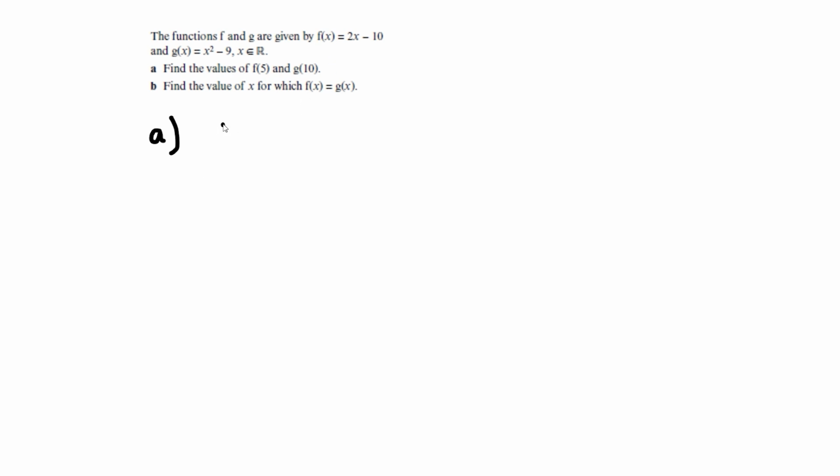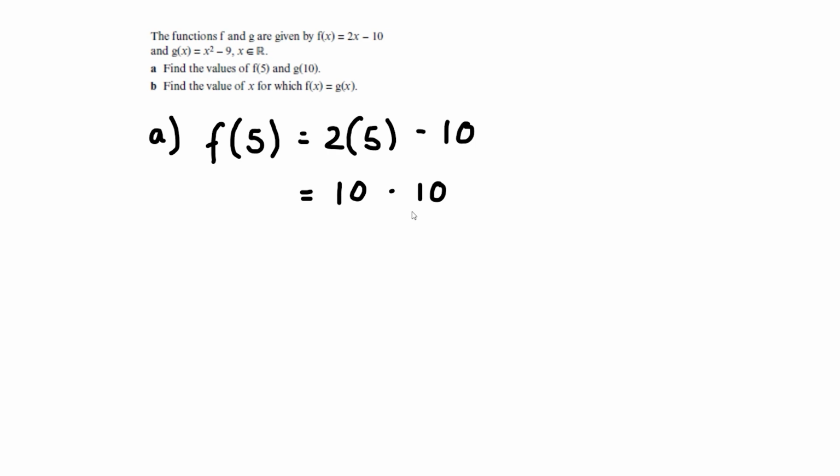So let's write out f of 5 here, right? We know that f of x is 2x minus 10. Since they want the value for f of 5, we're replacing anywhere that it says x with 5, right? So we've got 2 times 5 minus 10, and that will give us 10 minus 10, and that just gives us 0, right?